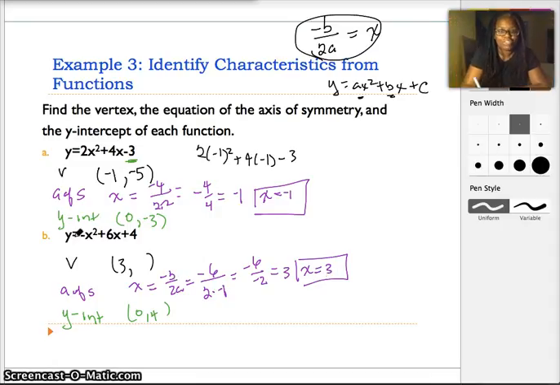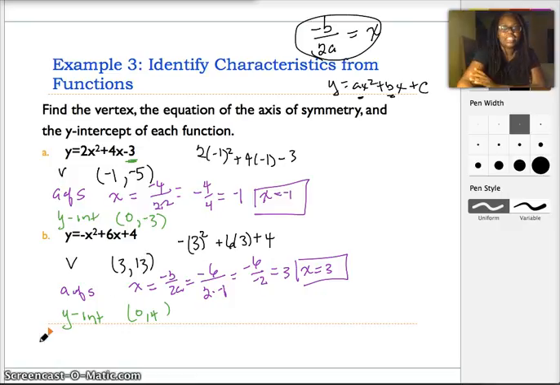Let's do this next one. If I take this 3, I'm going to have to plug it in here. So I have negative 3 quantity squared plus 6 times 3 plus 4. Negative 3 squared is 9, but it's a negative on the outside, notice that. So that's negative 9 plus 6 times 3, which is 18. So that's negative 9 plus 18, which is a positive 9. Positive 9 plus 4 is going to give me 13. So the vertex here is 3, 13, and that is how it's done.